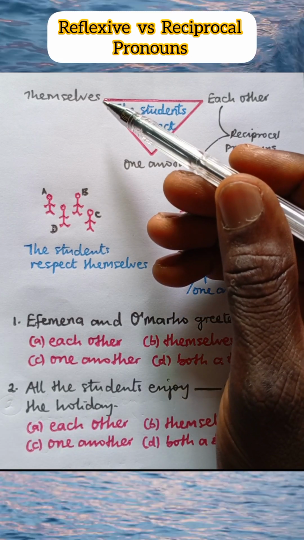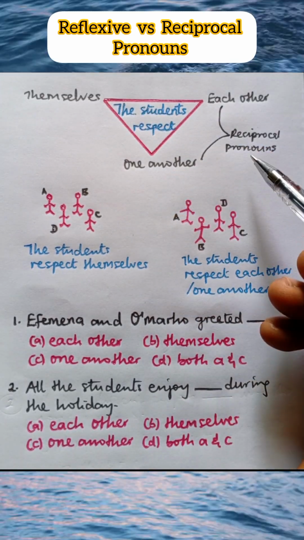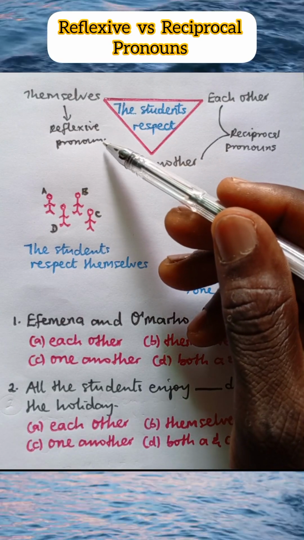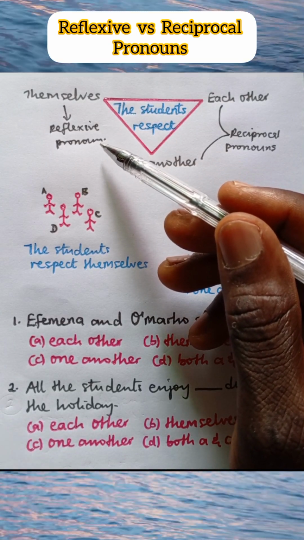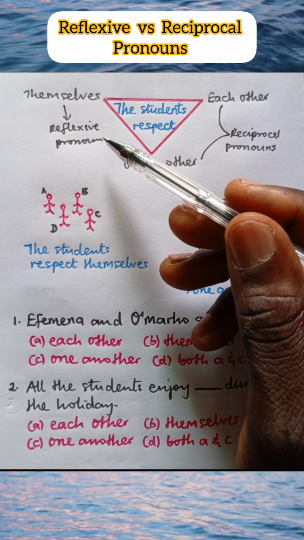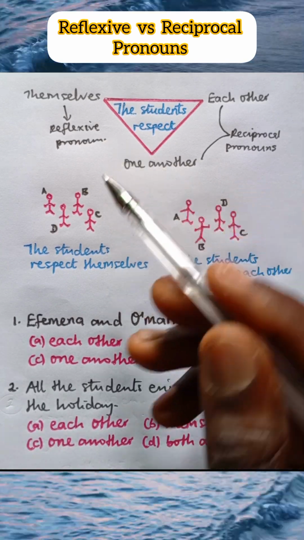Now let's come to themselves. Themselves is not a reciprocal pronoun. Rather, it is a reflexive pronoun. It is used when the action involved is directed towards the person carrying out the action. Do you understand? Okay, let's explain further.